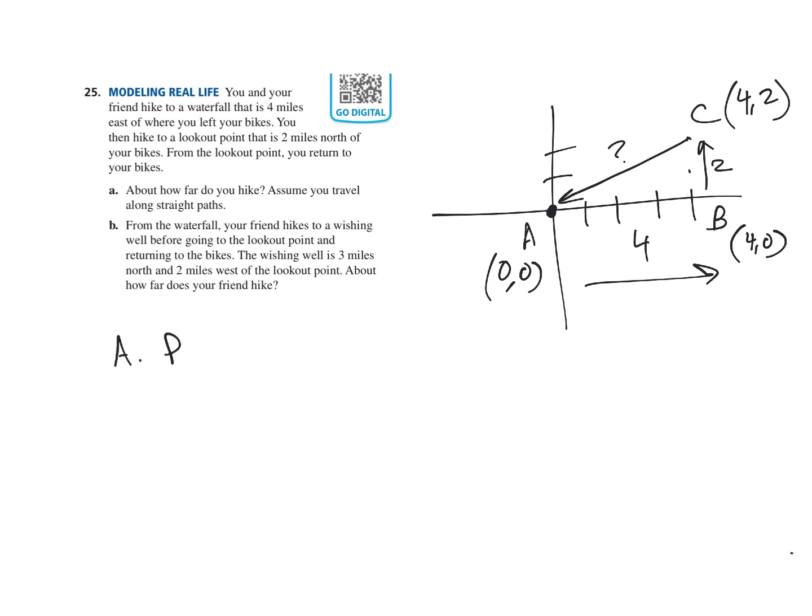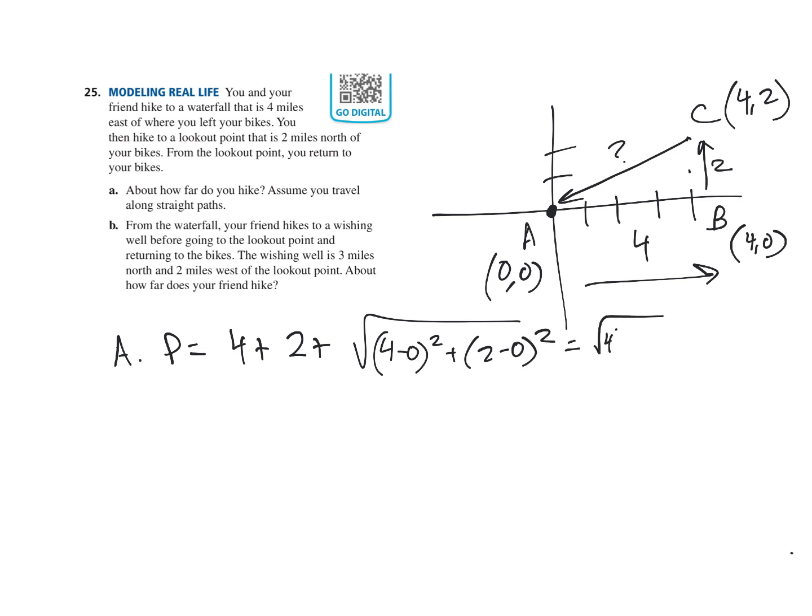So part A is perimeter. 4 plus 2 plus, and now we have to get that question mark. The square root of (4 minus 0) squared plus (2 minus 0) squared. And that would be 4 squared plus 2 squared, or 16 plus 4, wow, or the square root of 20. All right, so if we use our calculator, then we're going to take the square root of 20, which should be just a little bit over 4.5. We'll just say that. All right, so you add those together. 4 plus 2 is 6, plus the 4.5 is 10.5.